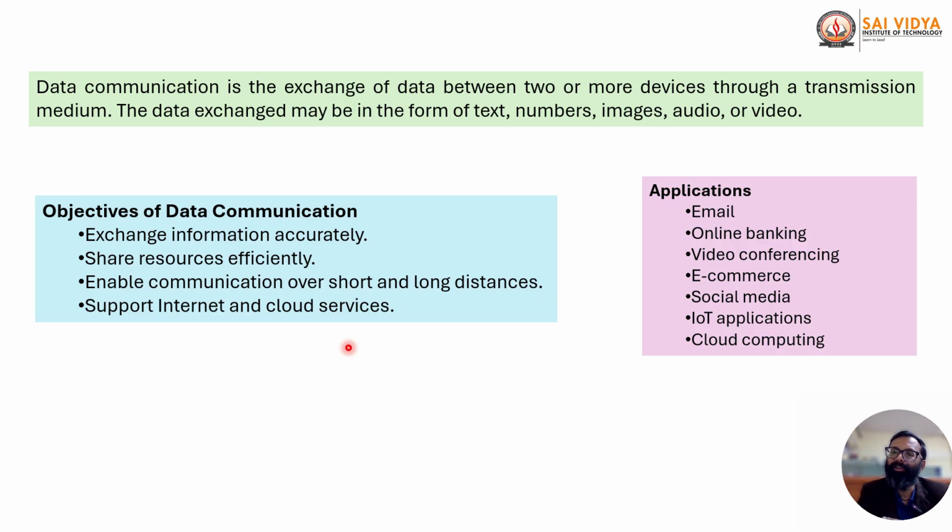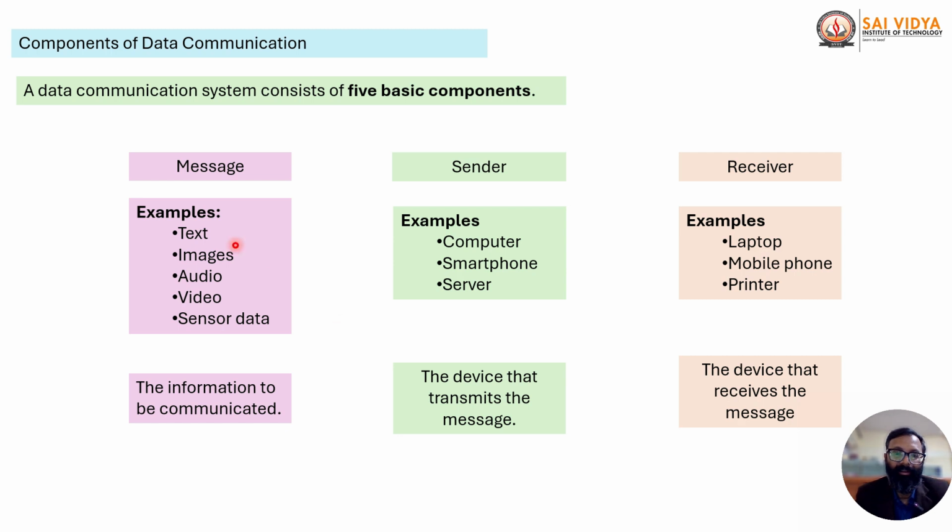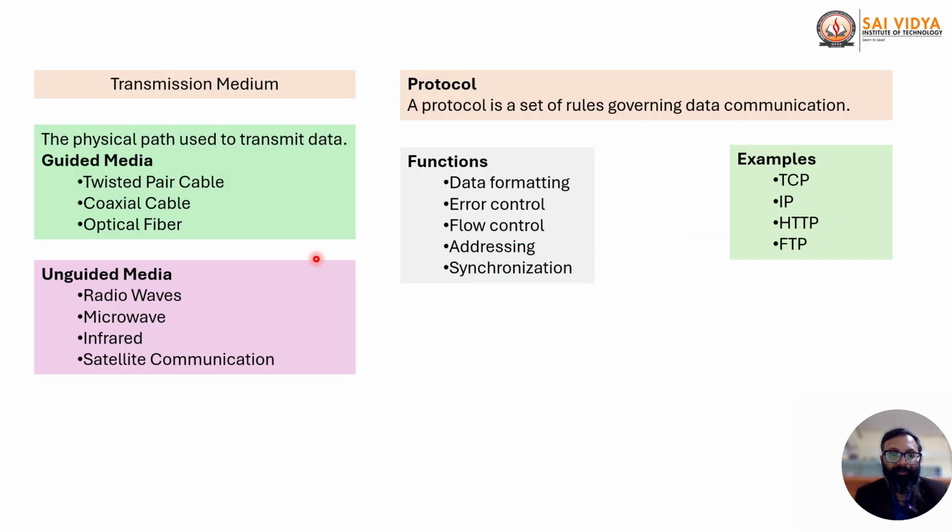Generally you are aware of the applications of data communication or computer networks, that is electronic mail sending and receiving, online banking, video conferencing, e-commerce and social media, as well as IoT and cloud computing. So what are the main components of data communication? The data communication system consists of five basic components. The first one is the sender, receiver, and the type of message, followed by the medium and the protocol.